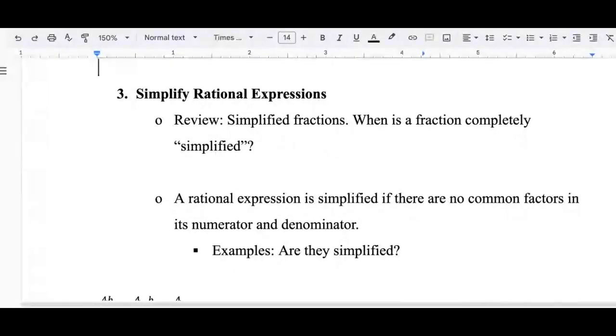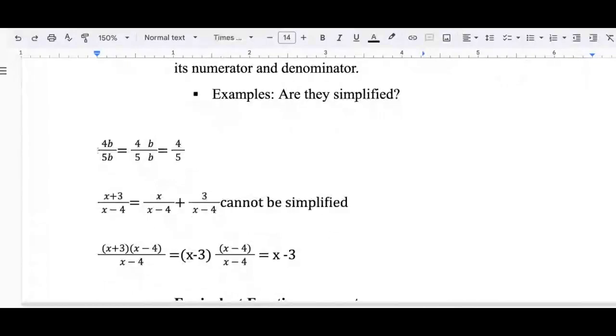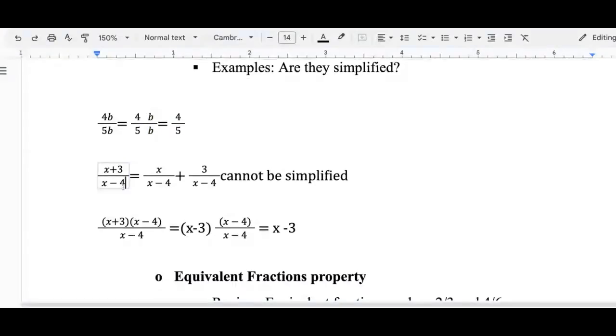Okay, we care about simplifying expressions whenever we could. If we have 4b over 5b, we would rather write it as 4/5. Why? Because b divided by b is 1. Something divided by itself is 1. Let's see. If we have x plus 3 over x minus 4, this one we could split the numerators. We can write it as x over x minus 4 plus 3 over x minus 4. Or the other way around. You have two fractions with the same denominator, we just perform the operation in terms of the numerators.